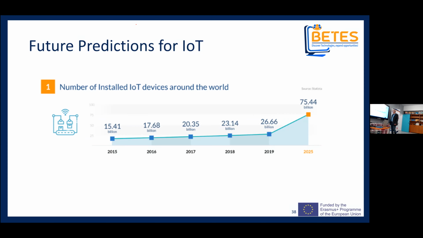As you can see here, back in 2019, we had around 27 billion devices installed. And next year, it is estimated that we will have 75 billion devices installed. Billion devices. Imagine that we have 7 billion people, and how many billion devices we have. It's a lot, it's a very big number.